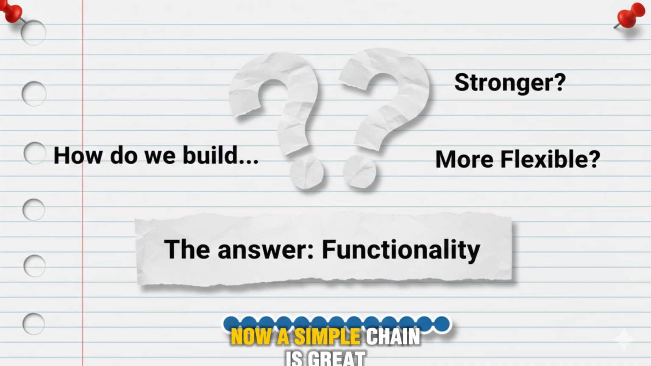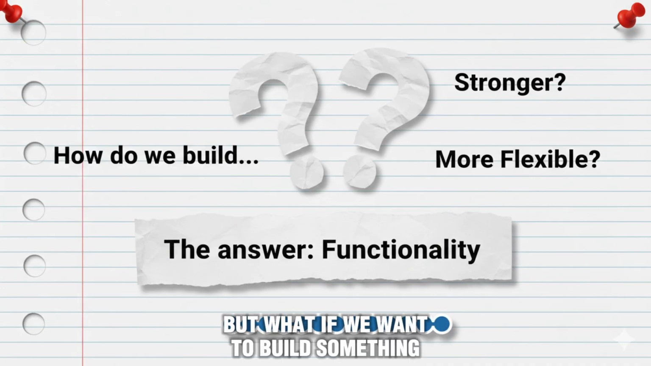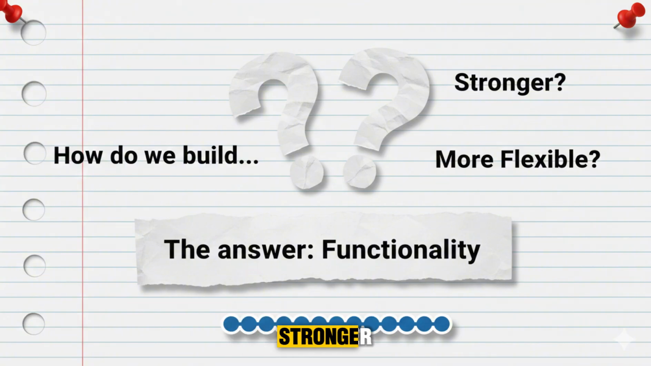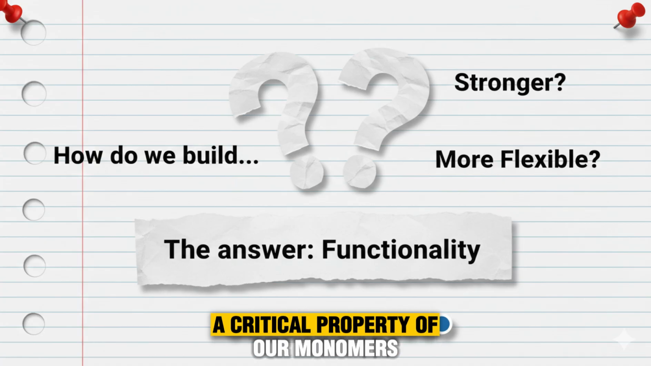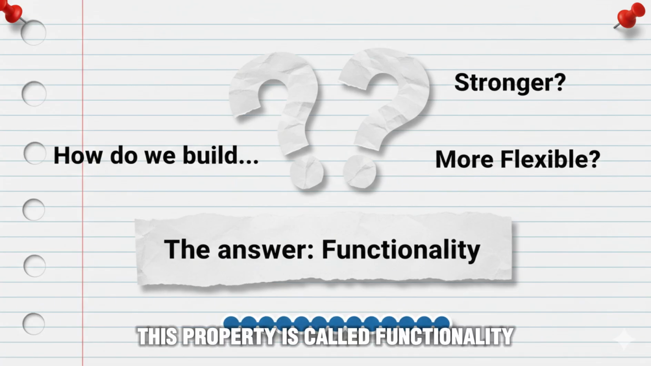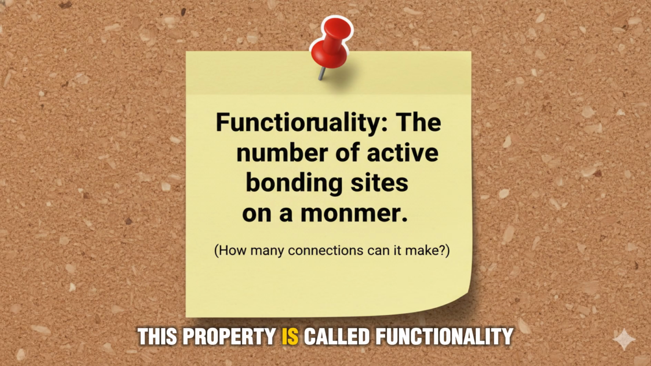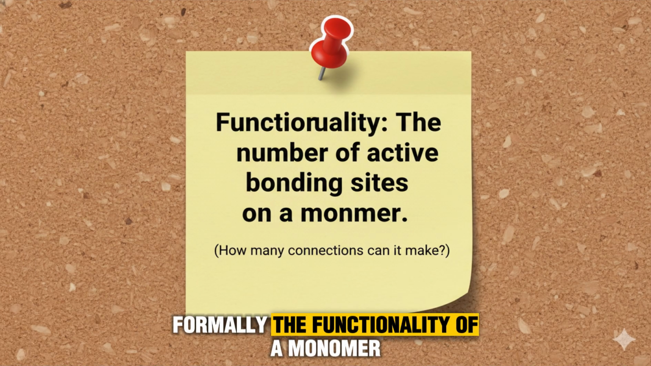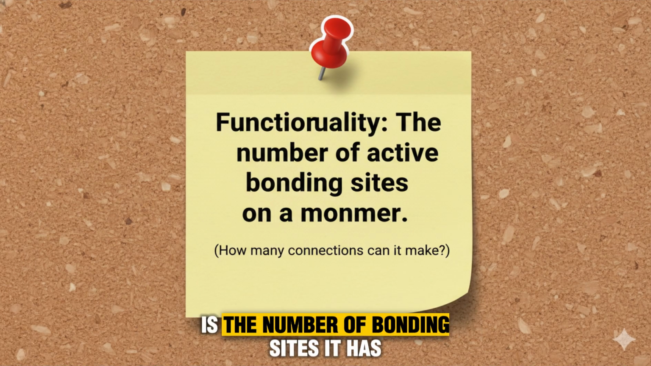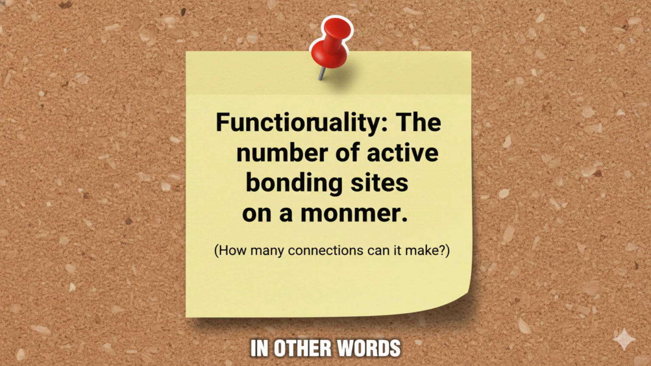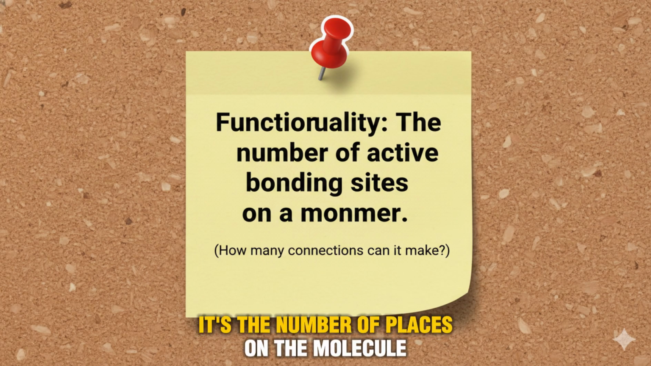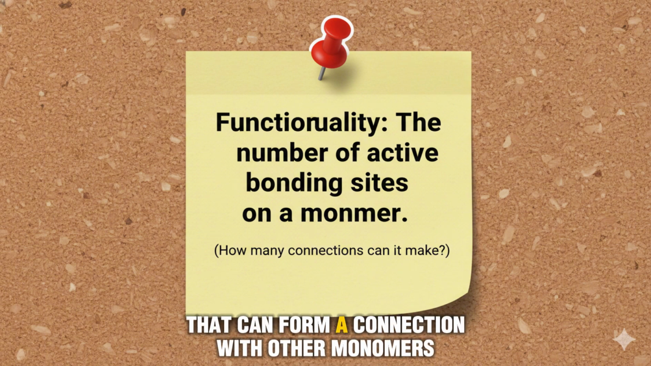Now, a simple chain is great, but what if we want to build something stronger or more flexible? To do that, we need to understand a critical property of our monomers. This property is called functionality. Formally, the functionality of a monomer is the number of bonding sites it has. In other words, it's the number of places on the molecule that can form a connection with other monomers.